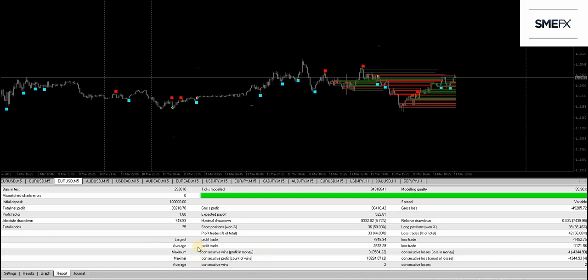Also important, maximal consecutive wins and losses, you see, 4 on the losing side. Relative drawdown, so 6.3%. That's a great relationship between return and drawdown. Profit factor 1.8, expected payoff 522. That's very high. Okay, so that was a good run, of course.